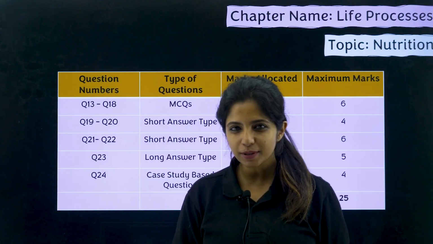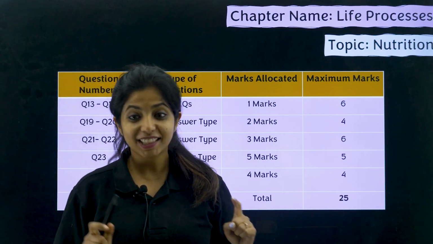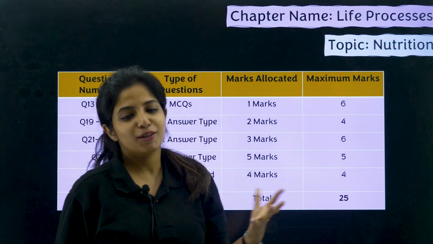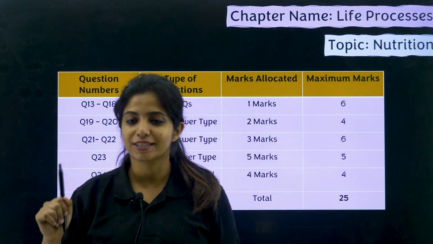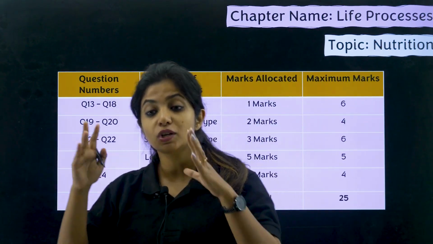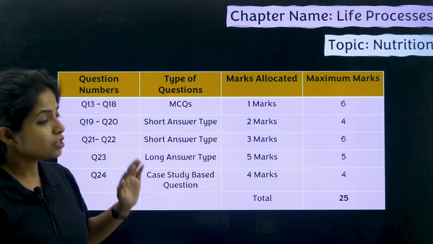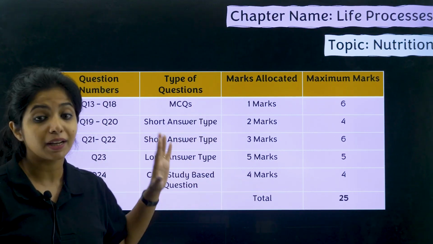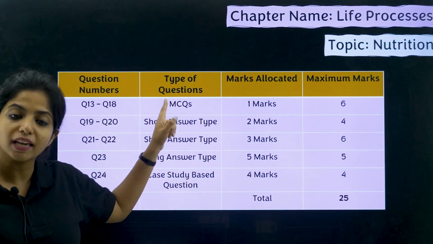Hello cute little champions, welcome back, and now we are going to talk about biology, and the topic for the day is nutrition because it's the only thing that we have completed so far from this chapter, that is life processes. So what type of questions would you be seeing over here? MCQ, short answer type 2 marker, short answer type 3 marker, long answer type 5 marker, and case study based question 4 marker. So how many MCQs will I be solving over here?